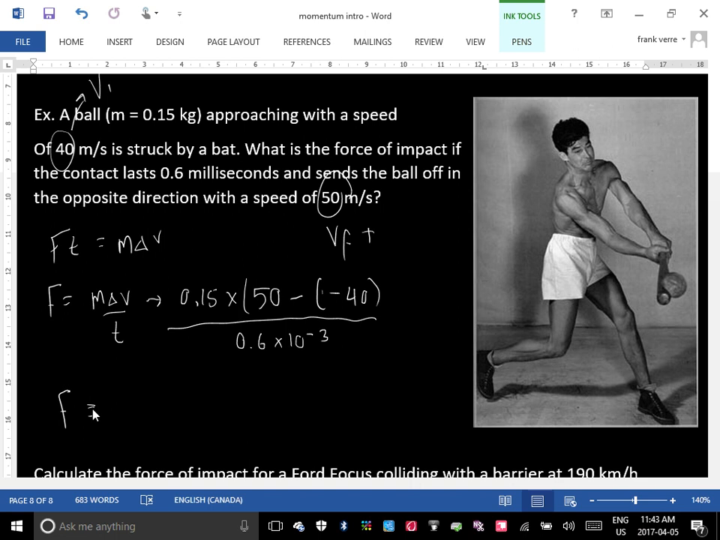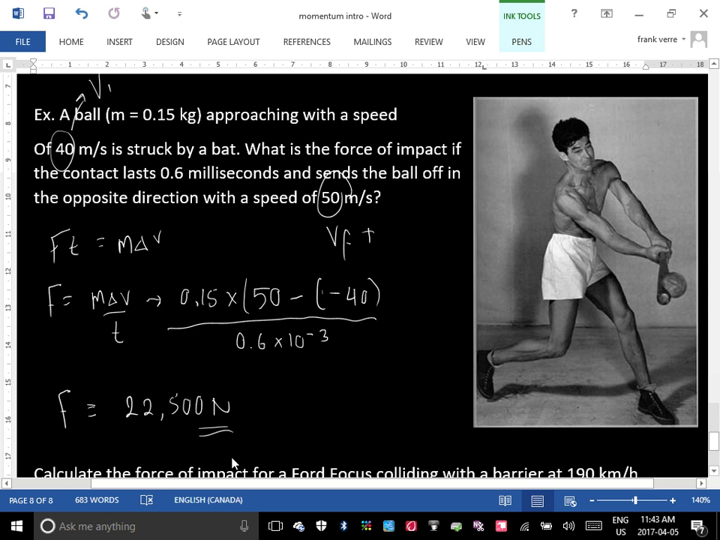It's a pretty big number. No, can't be. Did you divide by 0.6 milliseconds? It's 10 to the negative 3. The denominator is very tiny. So the number should be quite big. 90 times 0.15 is 13 and a half. So the numerator is 13 and a half. Yeah. 22,500. No problem.